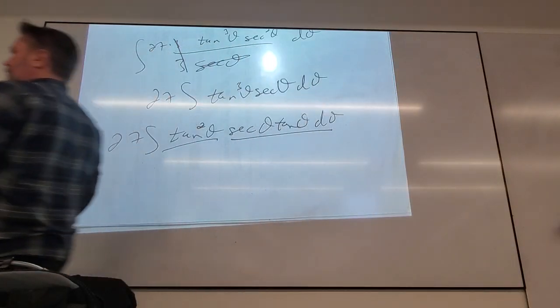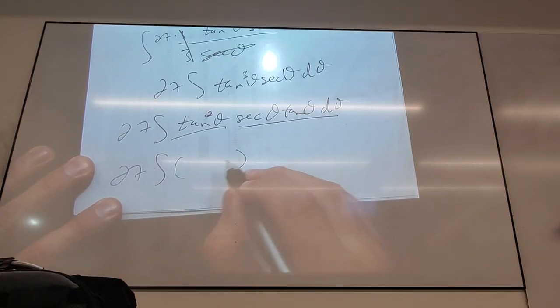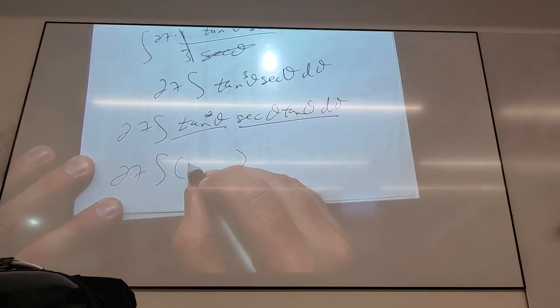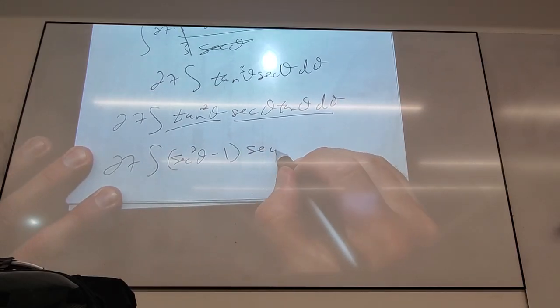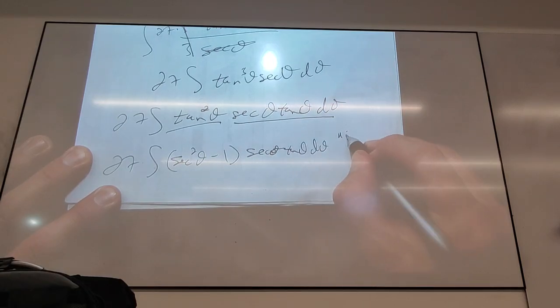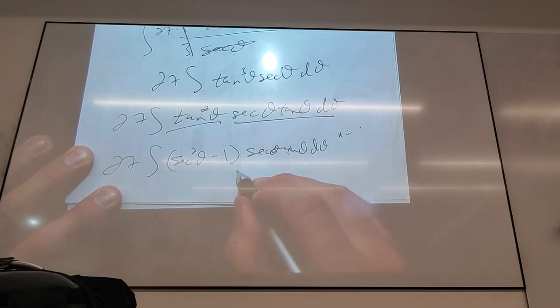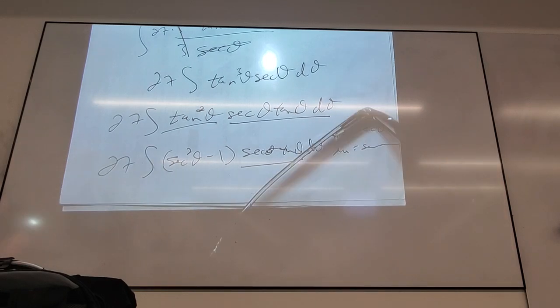So, I rewrite tangent squared as what? 1, I thought we had. Secant squared minus 1. And then secant theta, tangent theta, d theta, and I let u equal secant theta so that my du will be all this mess here. Secant, and so on.